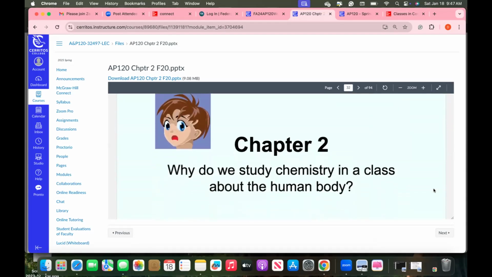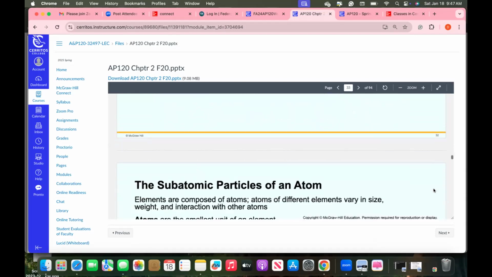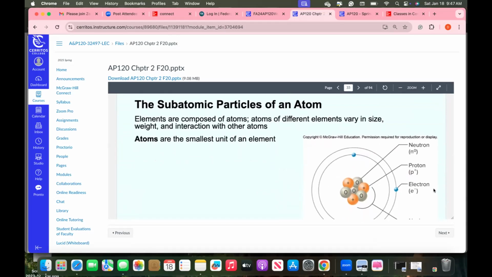Why do we study chemistry in a class about the human body? Well, because there are chemical reactions that go on in your body. That's why. Elements are composed of atoms. Atoms of different elements vary in size, weight, and interaction with other elements. Okay, we've talked about that. And atoms are the smallest unit of an element. I think as many times as she's written that, it's probably going to be showing up quite a bit. Atoms are the smallest unit of an element.